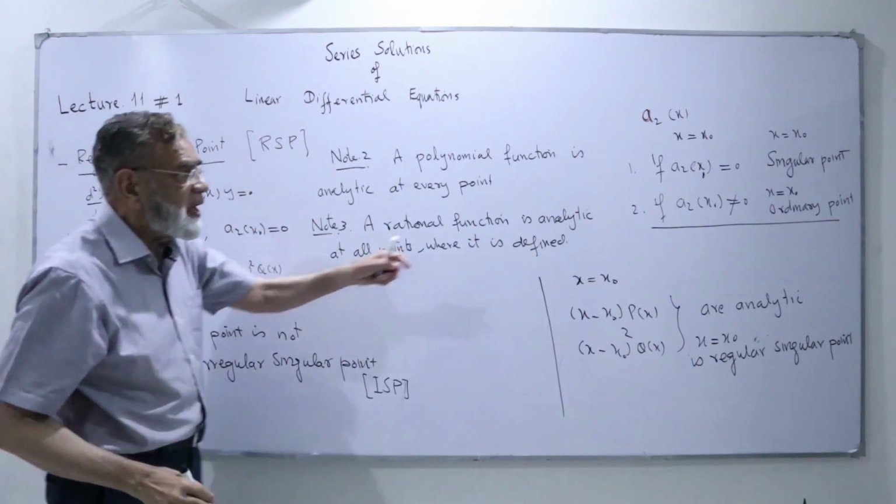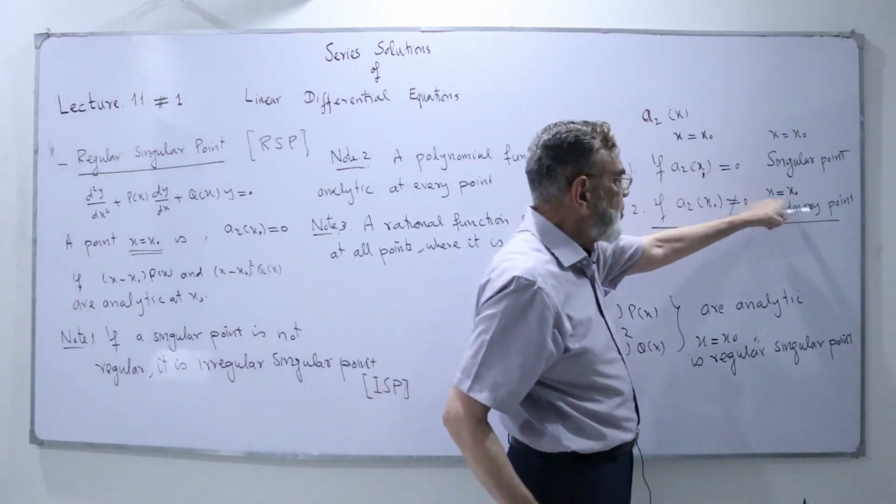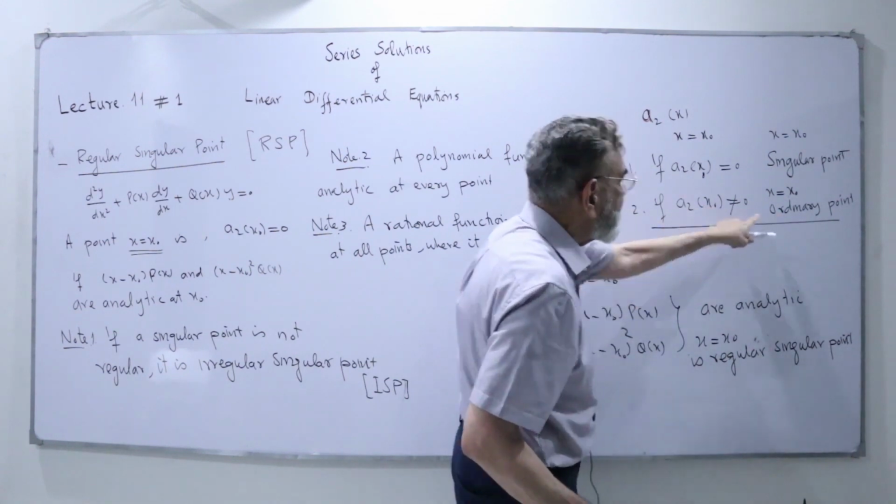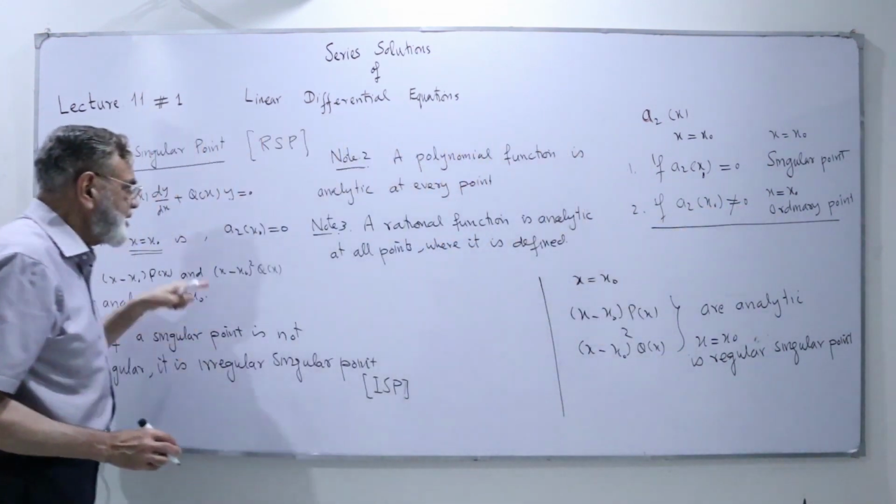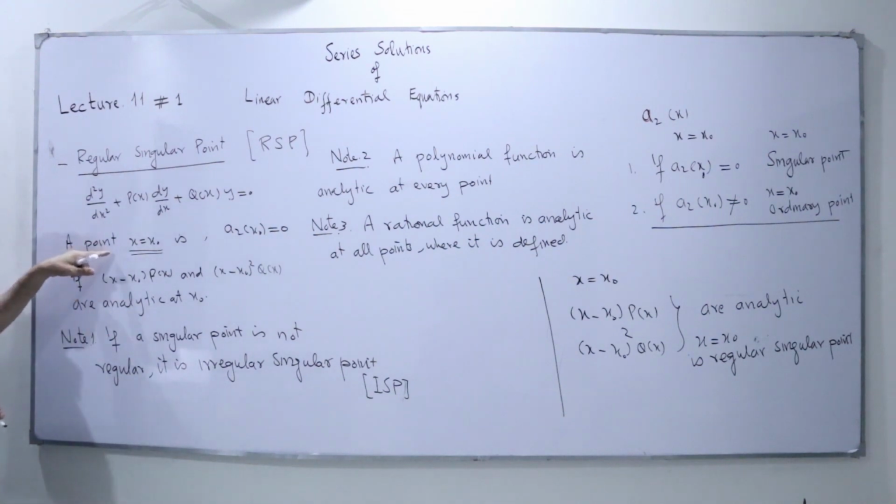If it is not equal to 0, that we have seen, this will be an ordinary point. If at this point a2 of x0 is not equal to 0, it is an ordinary point x0. Otherwise it's a singular point. So it's a singular point, this point. I want to see if it is regular or irregular.